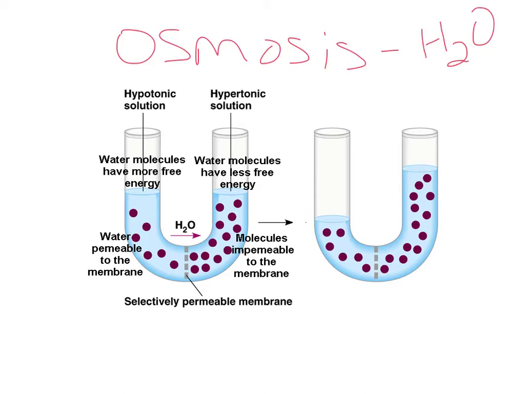In this case, what happens with osmosis is that with the selectively permeable membrane, you've got some molecules that cannot get through that membrane, but the water can. And so in these instances, water will move to help even out concentration.